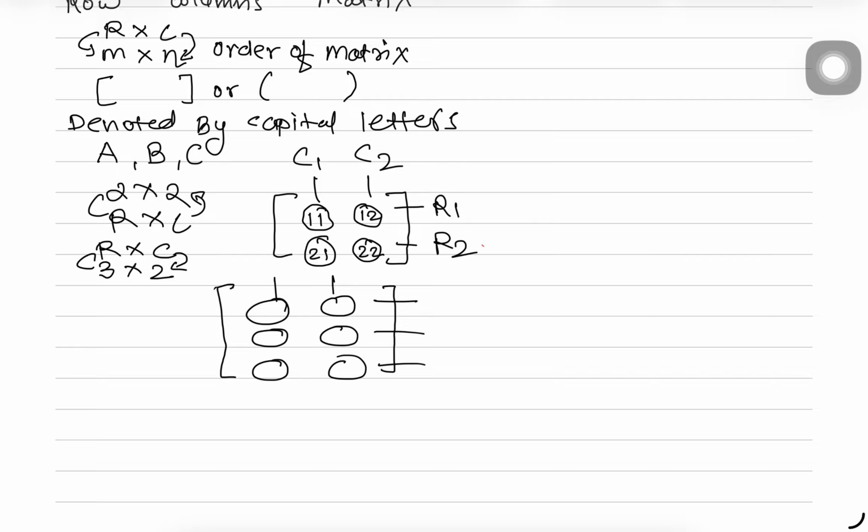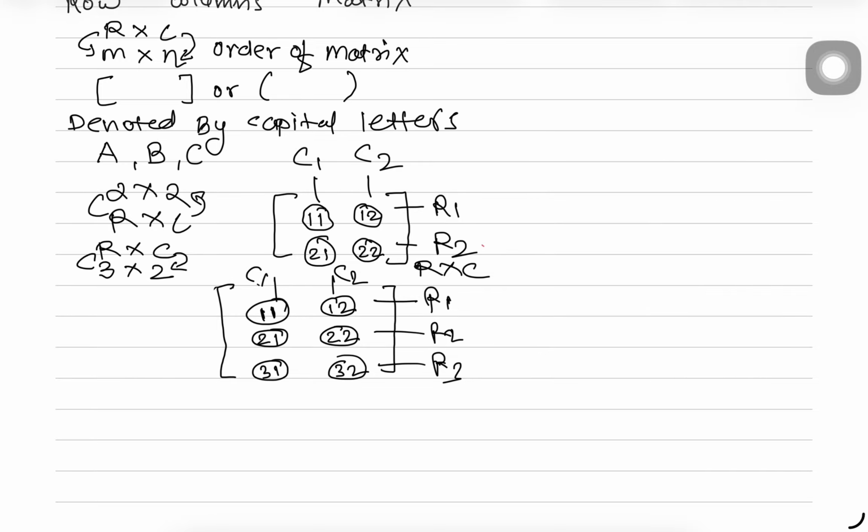By the positioning, this is row 1, row 2, row 3, and C1, C2. So the combination 1, 1, as we give the order R cross C, the first element shows the row and the second shows the column. First row, second column. Second row, first column. Second row, second column. Third row, first column. Third row, second column.